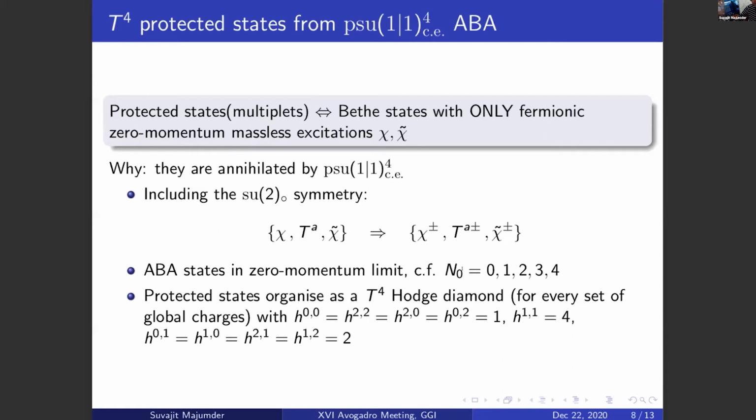And furthermore, what we see is that by doing this procedure of taking the zero-momentum limit, we get states only at the very low-lying particle numbers, which is 0, 1, 2, 3, or 4. And listing all of them out, we recover the Hodge diamond for the 4-torus, which is like this.